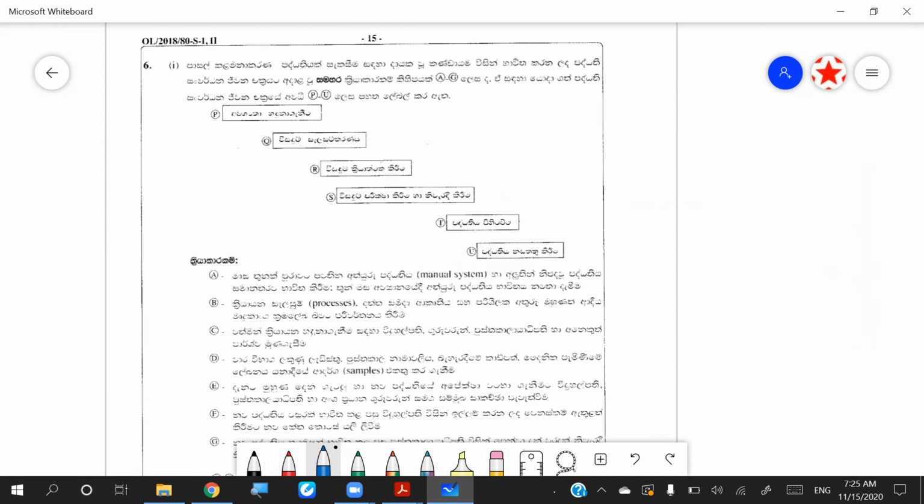Yes. So it is specifying some steps regarding the system development life cycle, and they have given the system development life cycle steps at the top in the paragraph.